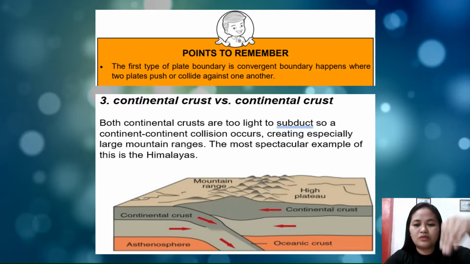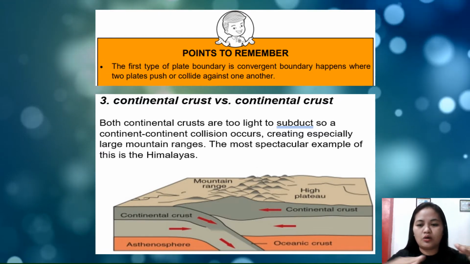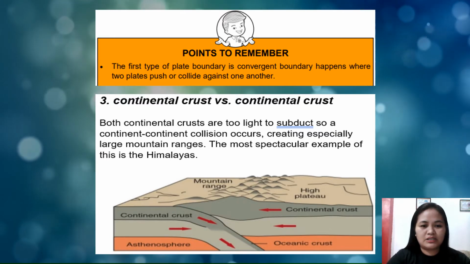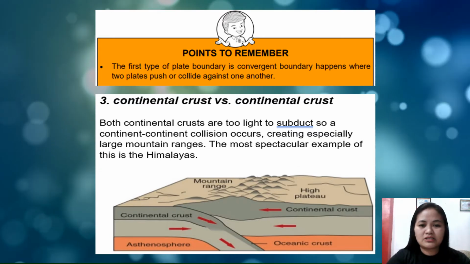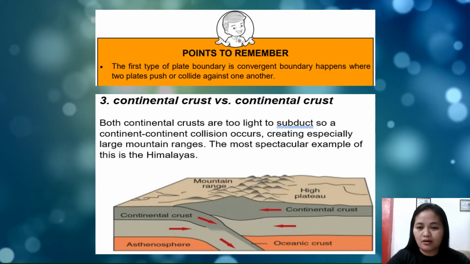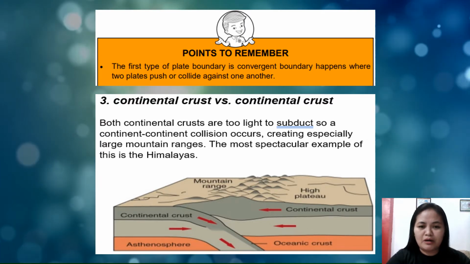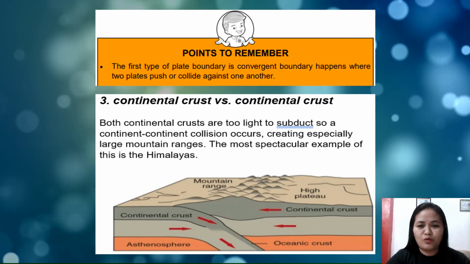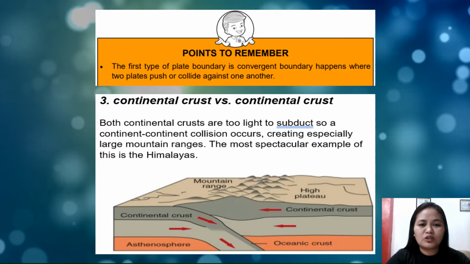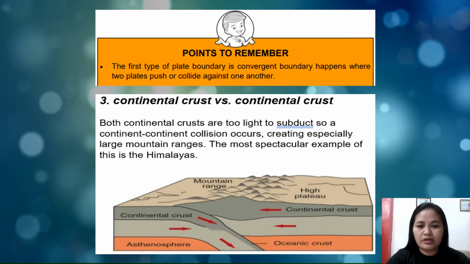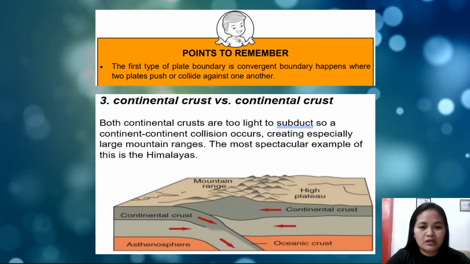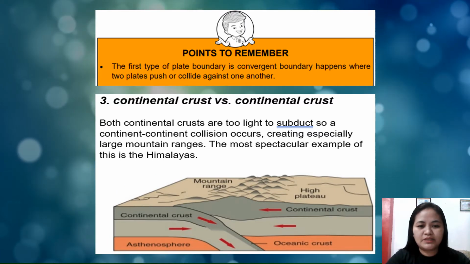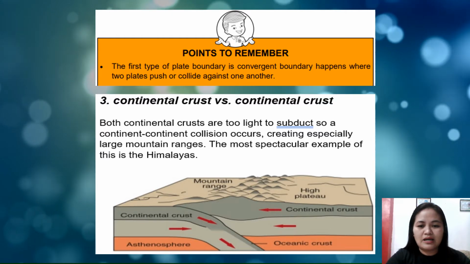They don't want to go down, but they tend to go up. Both of them will go up, guys. Let me read this. Both continental crusts are too light to subduct. In Filipino, pareho daw silang magaan para makapag-subduct or lumubog. So, a continent-continent collision occurs, creating especially large mountain ranges. The most spectacular example of this is the Himalayas.